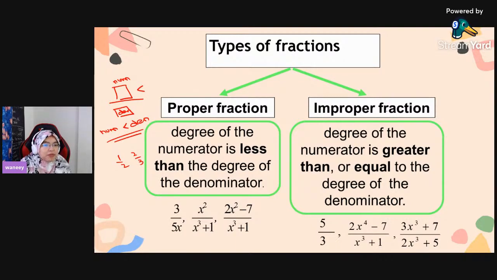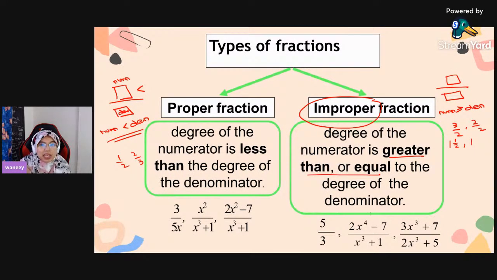Okay, so improper fraction is whenever the degree is greater than or equal to. So that means if you have something like this, then the numerator is either greater than or equal to denominator. So perhaps in numbers, 3/2 or perhaps 2/2. So for 3/2 usually we will convert it, so it becomes 1 1/2. 2/2 we are going to simplify them which is equal to 1. So that is why we're going to call them as improper.